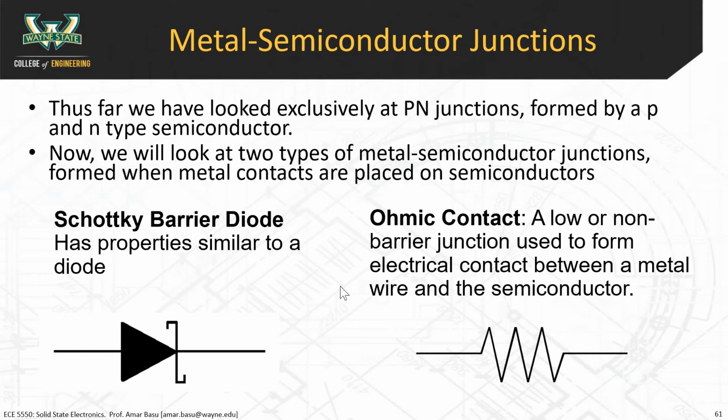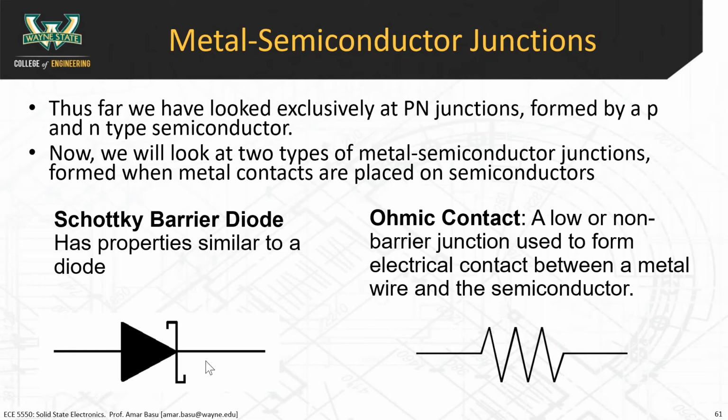But it turns out that if your metal and semiconductor work functions are such that, you may end up having diode-like properties. If you just want to make a nice ohmic contact to a junction, meaning you just want to be able to connect electrically into the semiconductor, then the type of junction that you would like is an ohmic contact. So a low resistance junction that forms an electrical contact between the wire and the semiconductor. The symbol for an ohmic contact is just a resistor. You want that resistance to be as low as possible if you want to make a good contact to a semiconductor. And then this is the symbol for a Schottky barrier diode.